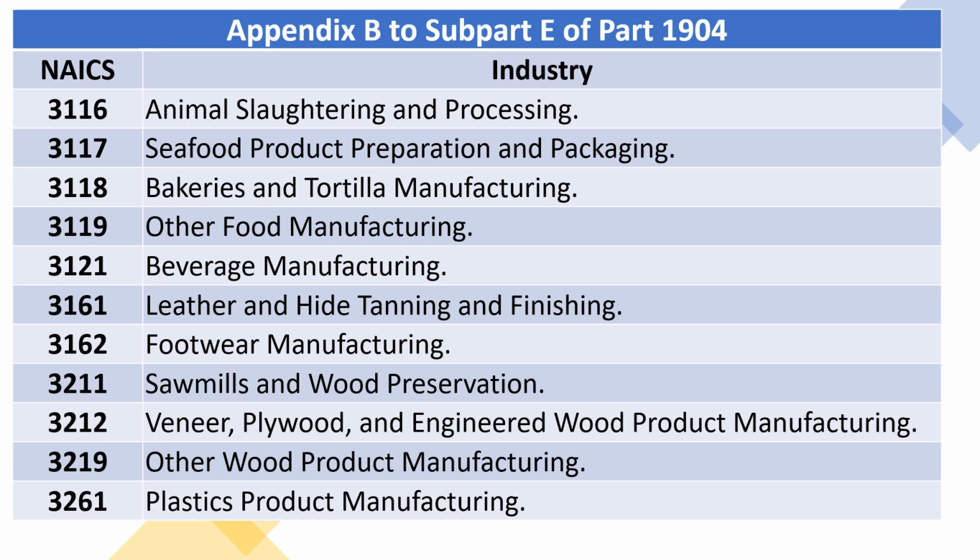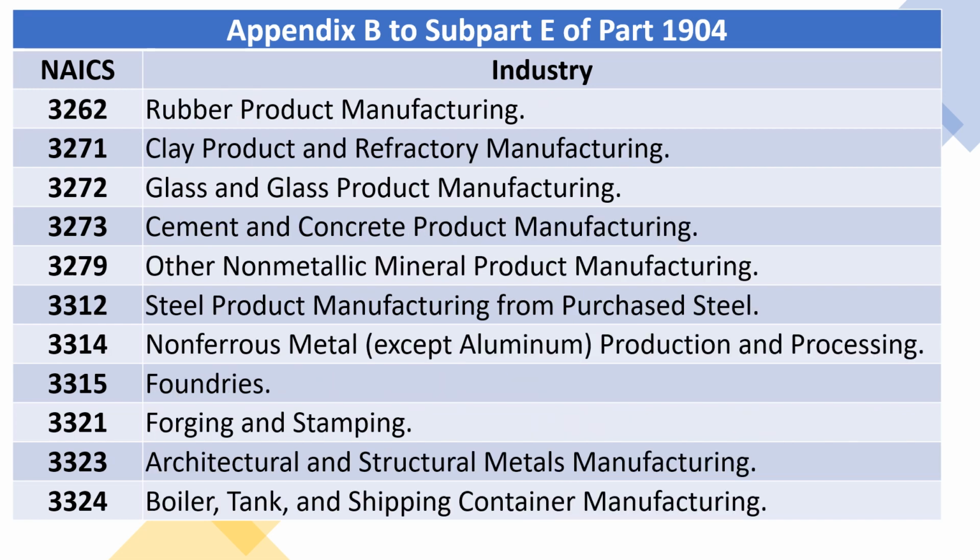3161. Leather and hide tanning and finishing. 3162. Footwear manufacturing. 3211. Sawmills and wood preservation. 3212. Veneer, plywood, and engineered wood product manufacturing. 3219. Other wood product manufacturing. 3261. Plastics product manufacturing. 3262. Rubber product manufacturing. 3271. Clay product and refractory manufacturing. 3272. Glass and glass product manufacturing. 3273. Cement and concrete product manufacturing. 3279. Other non-metallic mineral product manufacturing.